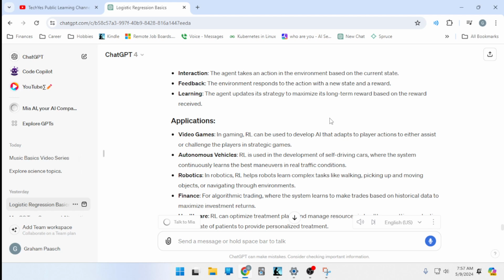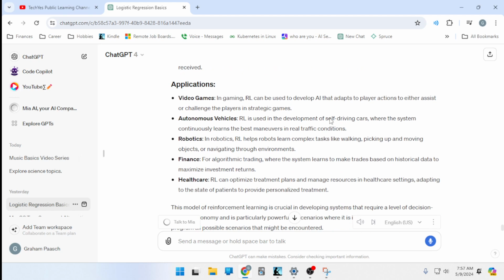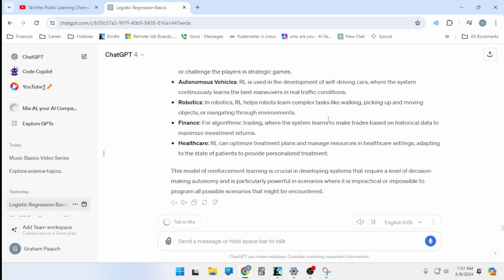Applications. Video games. In gaming, RL can be used to develop AI that adapts to player actions to either assist or challenge the players in strategic games. Autonomous vehicles. RL is used in the development of self-driving cars, where the system continuously learns the best maneuvers in real traffic conditions. Robotics. In robotics, RL helps robots learn complex tasks like walking, picking up and moving objects, or navigating through environments. Finance. For algorithmic trading, where the system learns to make trades based on historical data to maximize investment returns. Healthcare. RL can optimize treatment plans and manage resources in healthcare settings, adapting to the state of patients to provide personalized treatment. This model of reinforcement learning is crucial in developing systems that require a level of decision-making autonomy and is particularly powerful in scenarios where it is impractical or impossible to program all possible scenarios that might be encountered.